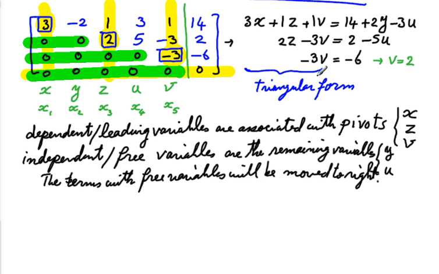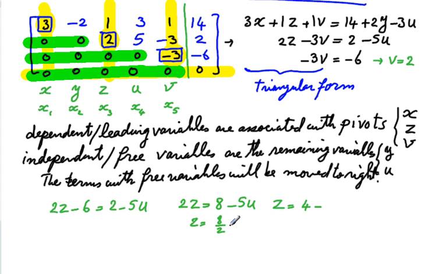What do I do next, you think? I just go back up. I do the back substitution. Let me write it here. So I'll have 2z minus 3v. v was 2, so it's minus 6 is equal to 2 minus 5u. So that tells me 2z is equal to 8 minus 5u. So that tells me z is what? Say it again. 4. We divide by 2, is that right? So z is equal to 8 over 2 minus 5 over 2 of u. We divide everybody by 2. Clean up as much as I can.